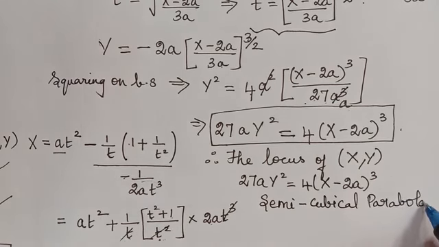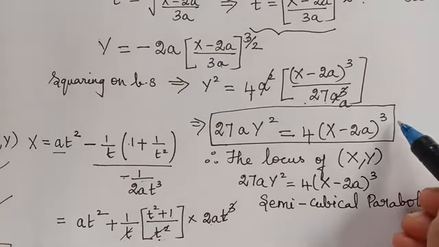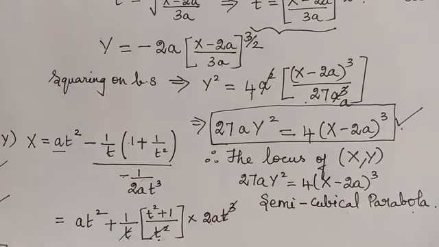So what is the evolute of the parabola? It is the semi-cubical parabola given by this equation. Hope you have understood the complete problem clearly.